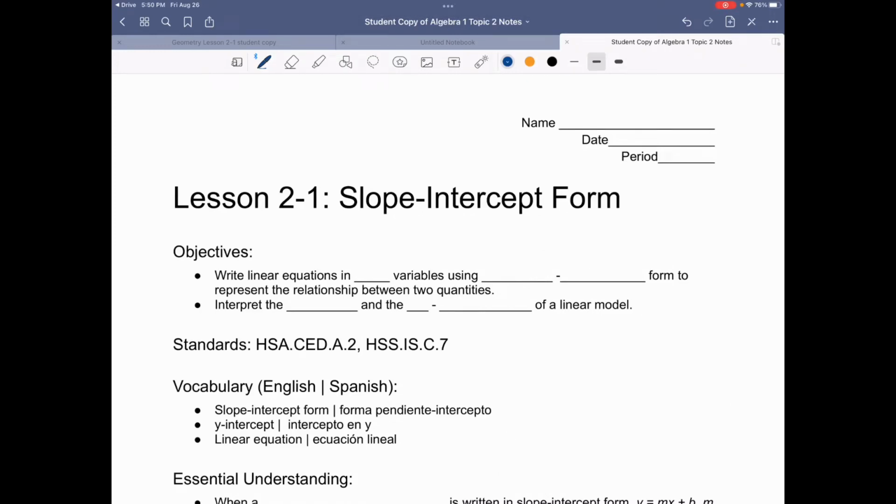Hello, Algebra students. Today we're going to cover Lesson 2-1, Slope-Intercept Form. Please put your name, date, and period on your paper.